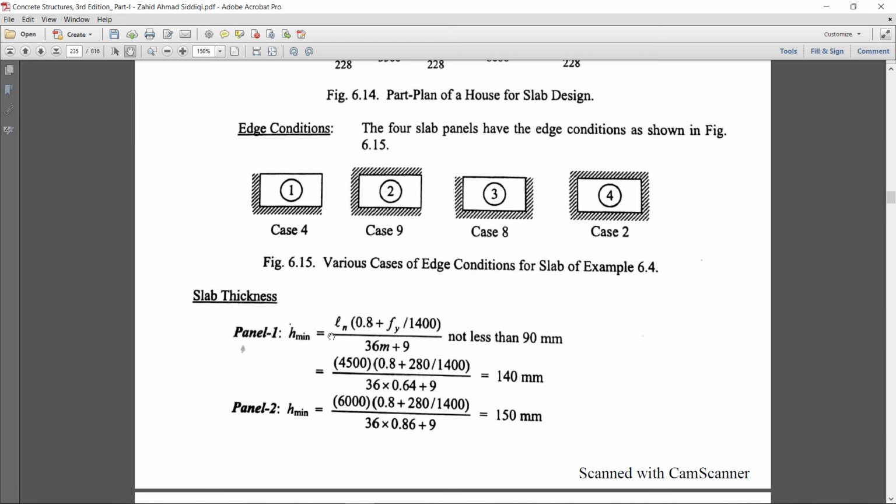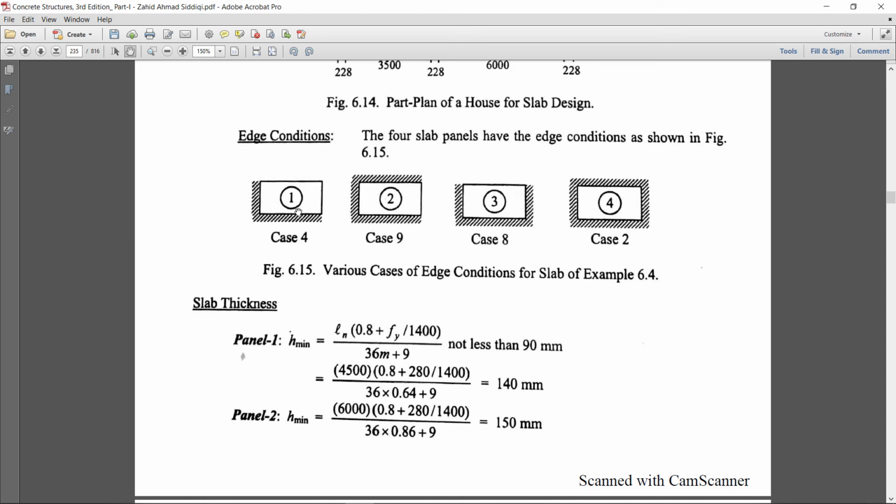So h minimum, shorter span ratio for slab panel 1. Our slab panel 1 shorter clear span length is 4500 into 0.8 plus 280, the grade of steel, divided by 1400, divided by 36 m plus 9, where m is 0.64. So our h minimum for panel 1 is 140 millimeter, which is greater than 90 millimeter.